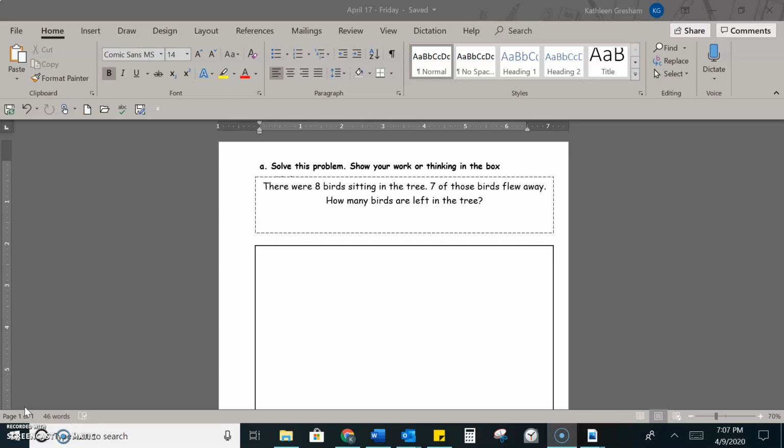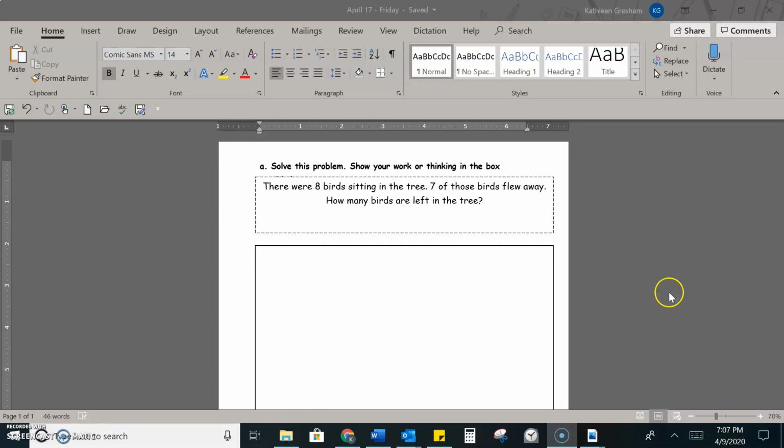Think about what you are going to do to figure this out. Are you going to have to add or subtract? Think about the words in here. I heard some words like flew away and how many are left. Think about the numbers that are important in this word problem.